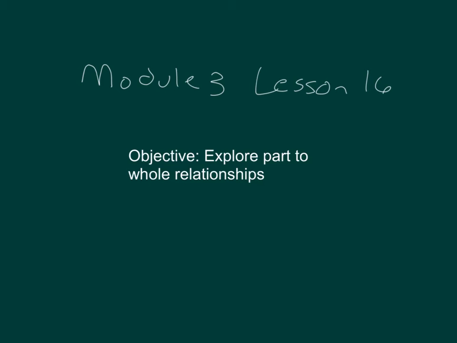The objective within this lesson is to explore part-to-whole relationships. The piece shown is only 1/3 of the whole. Complete the ribbon. What would you do? There's 2/3. There's 3/3. So that's the whole ribbon. One-third, 2/3, 3/3, where we started with 1/3 of the whole.